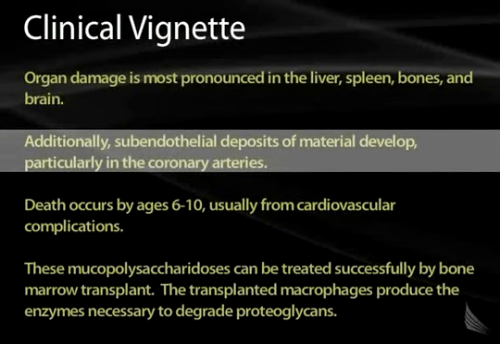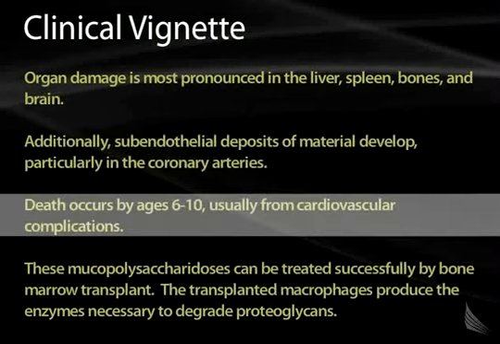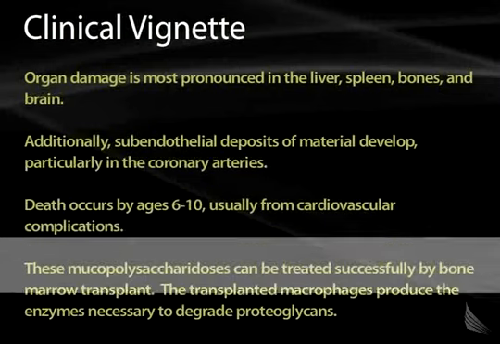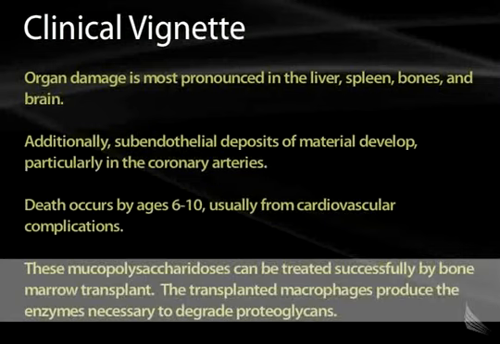In addition, you may develop subendothelial deposits in blood vessels, and this leads to cardiovascular complications, can lead to clogging of the coronary arteries, leading to very early heart difficulties. And death usually occurs by the ages of 6 to 10, and usually as a consequence of these cardiovascular complications. Now, mucopolysaccharidosis can be treated successfully by bone marrow transplant. That is because the transplanted macrophages that come from a donor actually produce the enzymes which are necessary to degrade proteoglycans, and so you don't get the accumulation that you see in a patient with the disease.